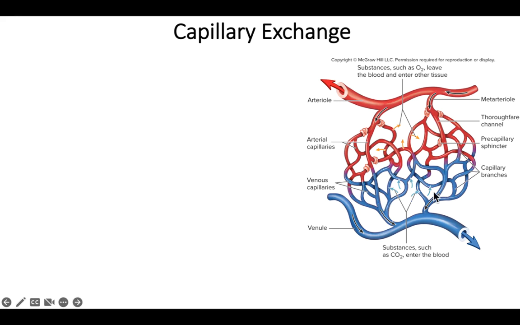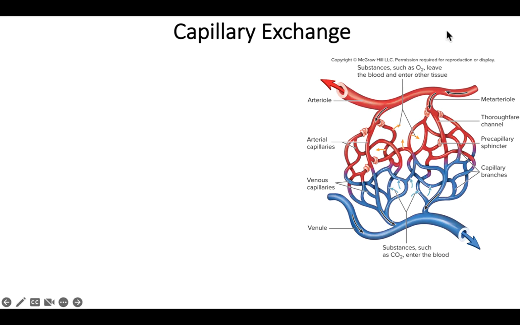Then, once we're not exercising and say we're resting, that muscle doesn't need all that perfusion. So this arteriole can constrict and get smaller, and then we can actually close off some of these capillaries and send less blood through that capillary bed. All right, so that's one way we can regulate how much blood flow goes to an organ.